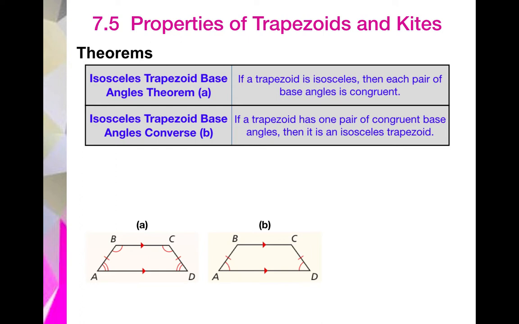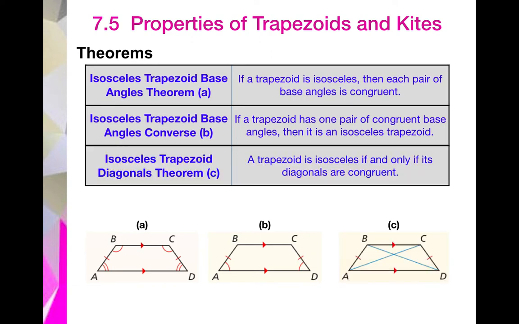The converse of that is if one pair of base angles are congruent, so we're going to just say A and D, and it's a trapezoid, then it's an isosceles trapezoid. So first of all, we have to say that this whole thing has to be a trapezoid, which means that we have parallel sides. And if we can just show that one pair of base angles are congruent, then we have an isosceles trapezoid, and that makes AB congruent to CD.